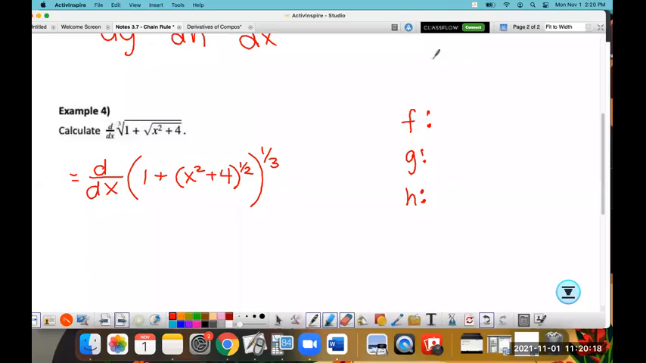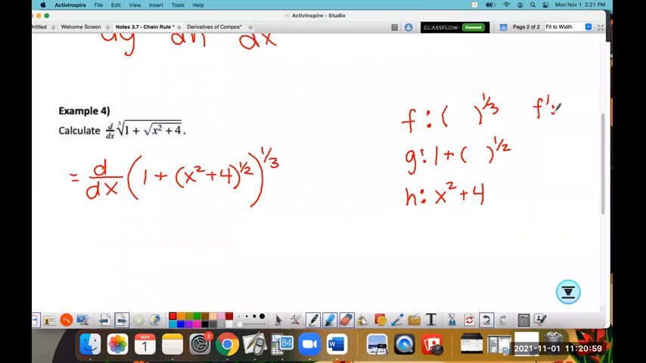Can anyone tell me f, or the outermost function? The cube root. Okay, the next inside function. So what's immediately getting plugged into that? One plus what? Perfect. 1 plus parenthesis to the what half. And then what's getting plugged into that parenthesis? x squared plus 4. Perfect.